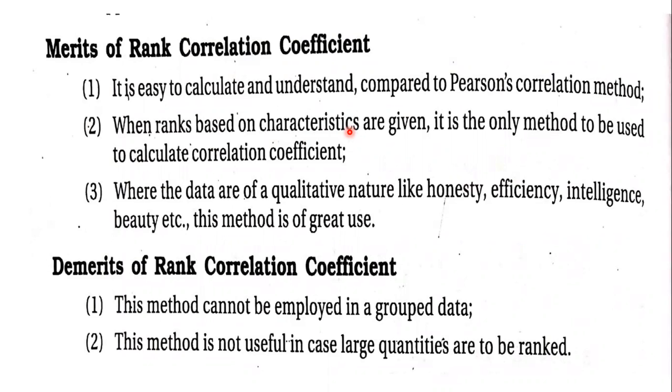Then, when the data are qualitative, like honesty, efficiency, beauty, this is used. This is the only method available as of now when characteristics are given. If I am rating the class on the basis of honesty, whom do I think is more honest and whom do I think is not at all honest, I can grade the class. That is the qualitative nature of the data, and it can also be solved using rank correlation.